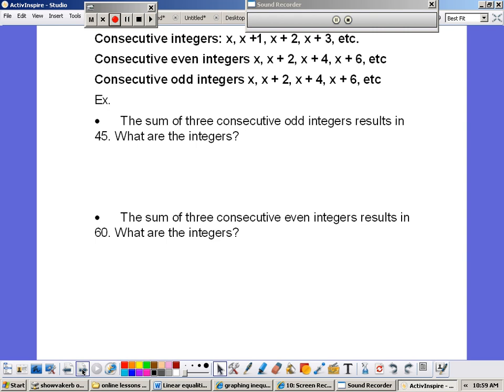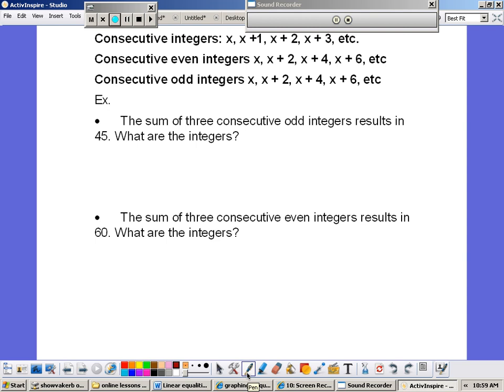Now, most people think odd, and then they think, oh, I'm going to add 1, I'm going to add 3, I'm going to add 5. But to go from 1 to 3, you actually add 2. And to go from 3 to 5, you add 2 more, which is 4. So as you can see, the consecutive even integer formula and the consecutive odd integer formula are the same. So let's try some.